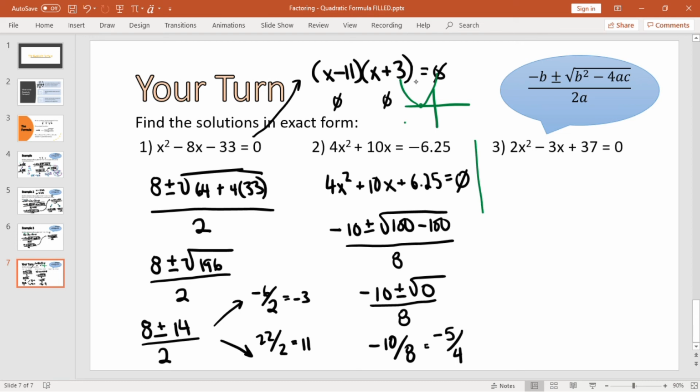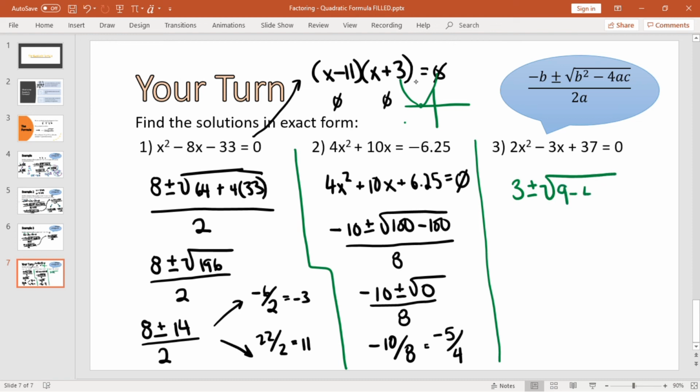So I'm going to continue with the green over here just to try and keep things clean. So here we're going to have negative 3, which is positive 3, plus or minus the root of 9 minus 4. I'm going to do this slower, 2 times 37. So, oops, and I tried to drop it over 4, 2a. So 3 plus or minus the root of negative 287 or something over 4.